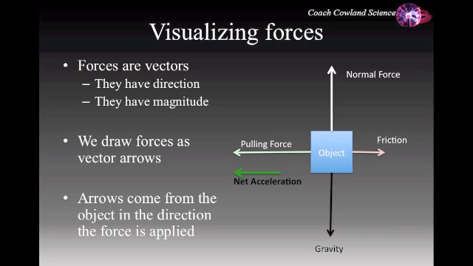How do we visualize forces? Forces are vectors. This means that they have direction, they have magnitude. Because they're vectors, we draw forces as vector arrows. The length of the arrow represents the magnitude of the force. The greater the length of the arrow, the greater the size of the force. The arrow points in the direction that the force moves. In this example, there are four forces acting on the object.